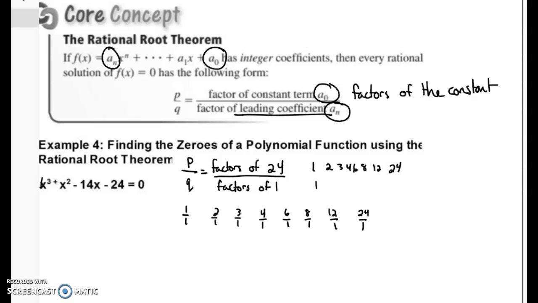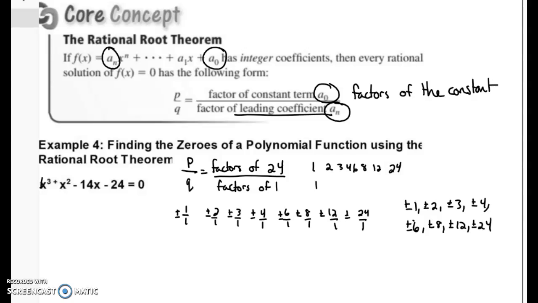Now it feels silly to put over 1 every time. I'm just showing you that because what if the leading coefficient was 2? Then the factors would be 1 and 2, so you'd have a lot more options. So that's why I went ahead and wrote that out. The other thing is there can be positives and negatives of both because it could be a positive 2 and a negative 2, positive 3 and a negative 3, and so on. So every single one of these is plus minus. So basically, the possible zeros for this polynomial are plus and minus 1, plus and minus 2, plus and minus 3, plus and minus 4, plus and minus 6, plus and minus 8, plus and minus 12, and plus and minus 24.